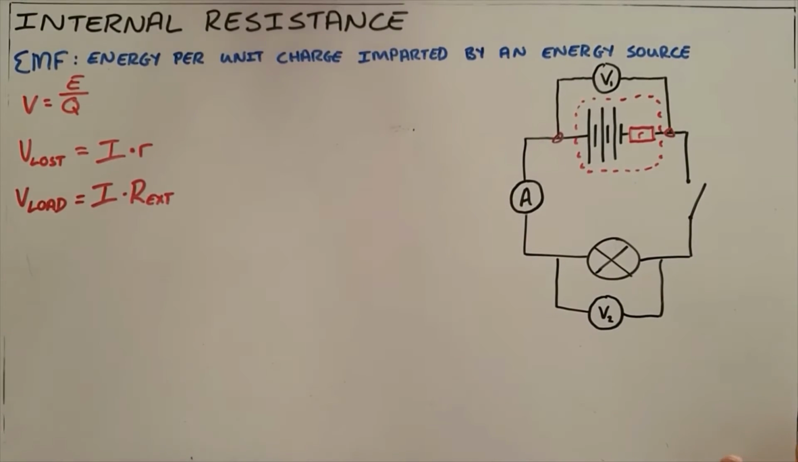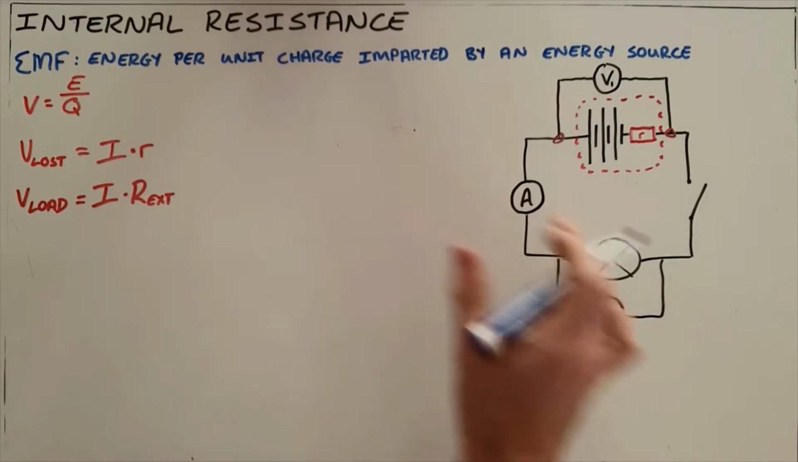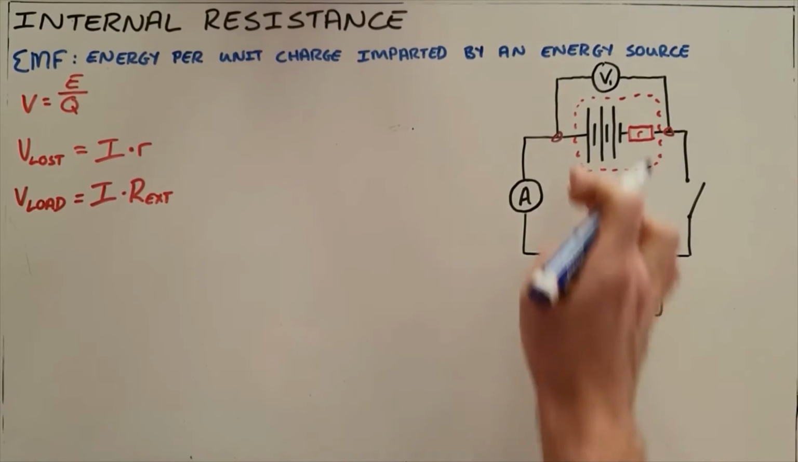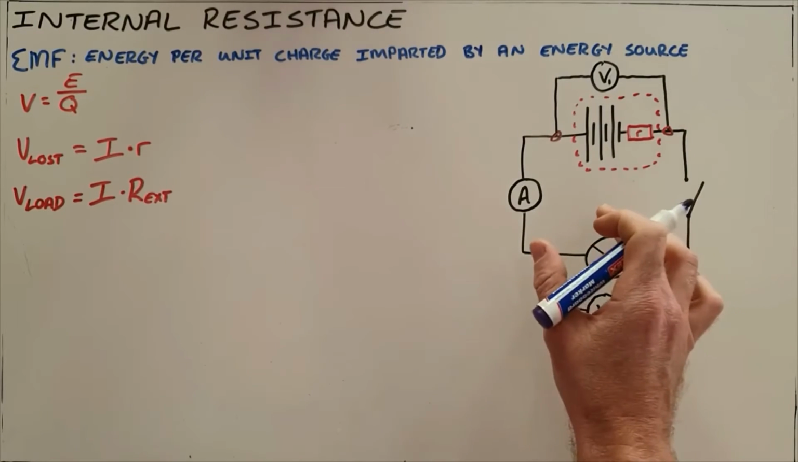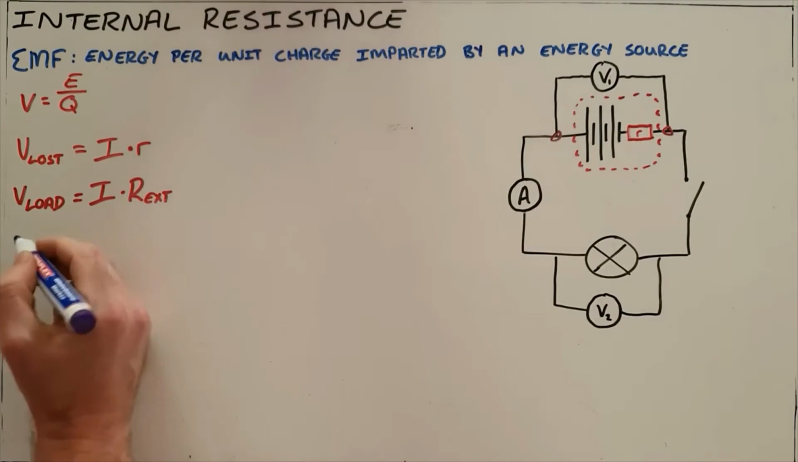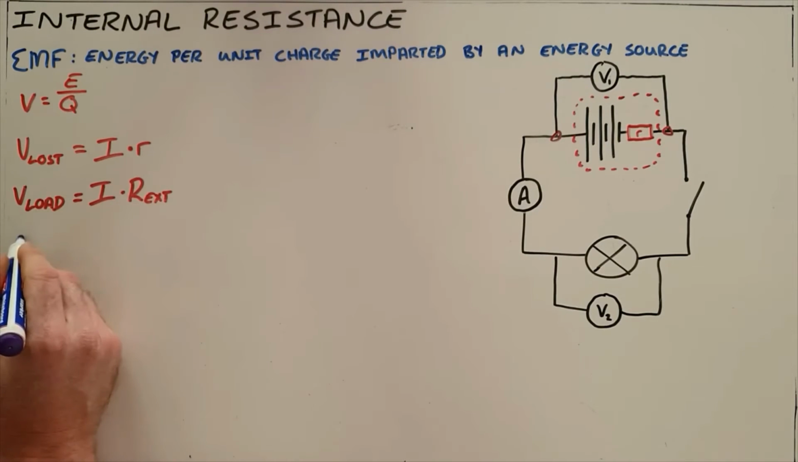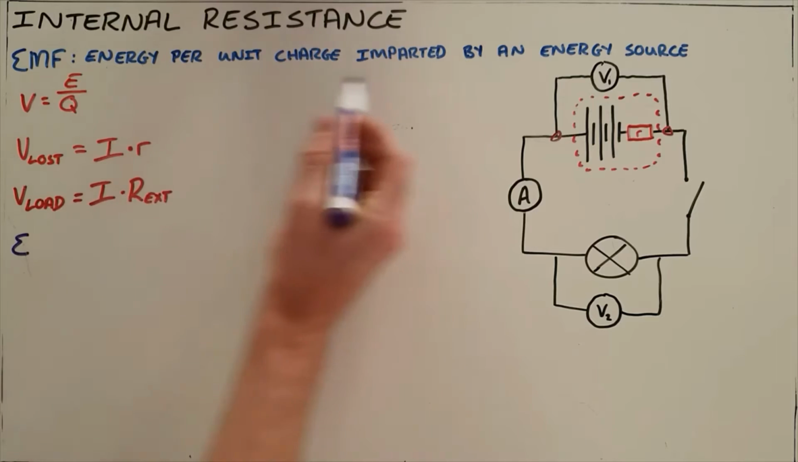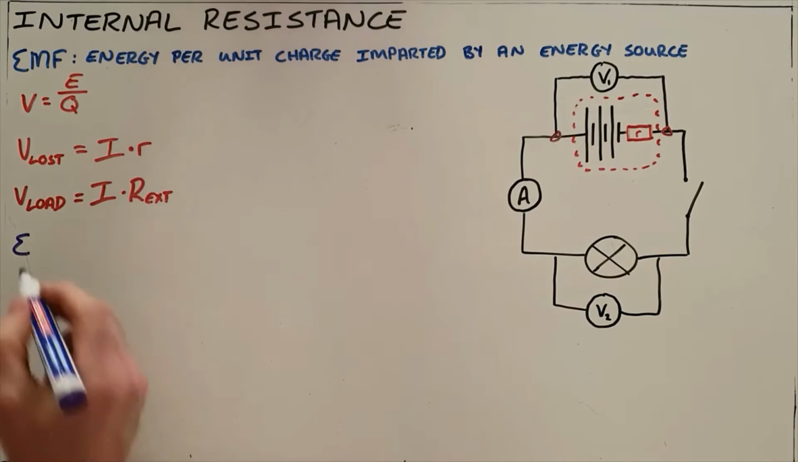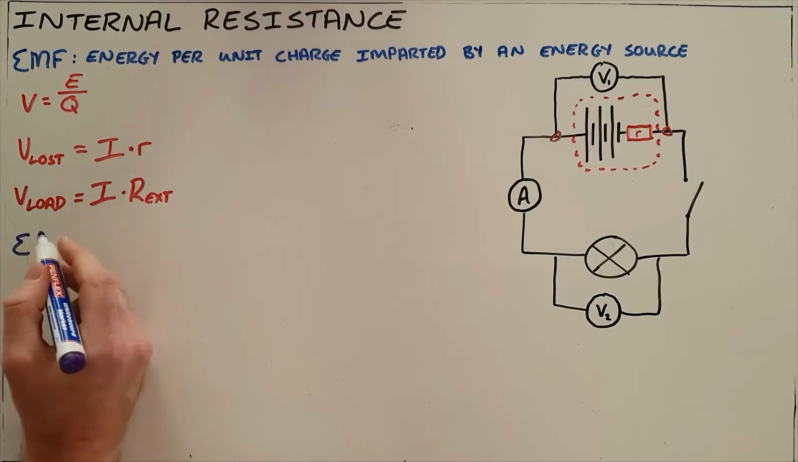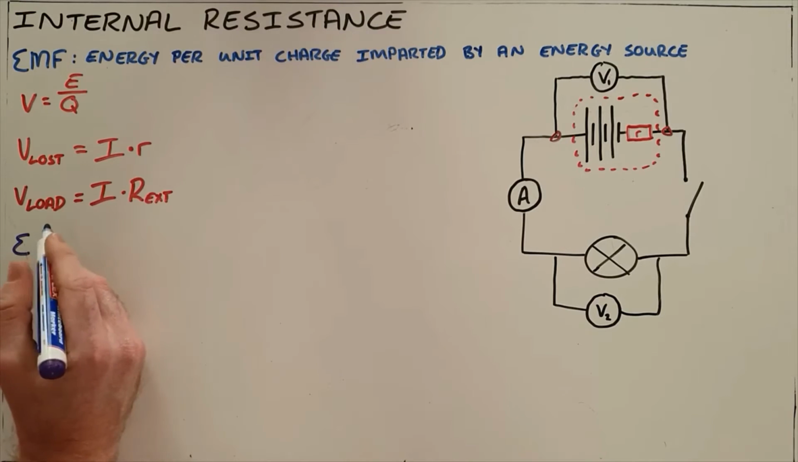What this now tells us is that the total amount of energy that a battery provides is no longer only going to the external circuit, but it is now the sum of the two circuits, the internal and the external circuit. And we call that total amount of energy per unit charge imparted by an energy source the EMF, also known as the electromotive force.